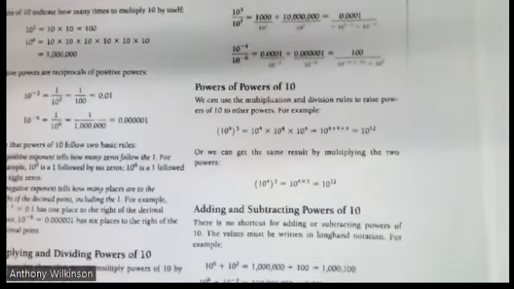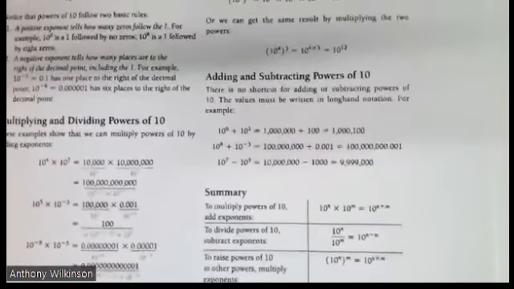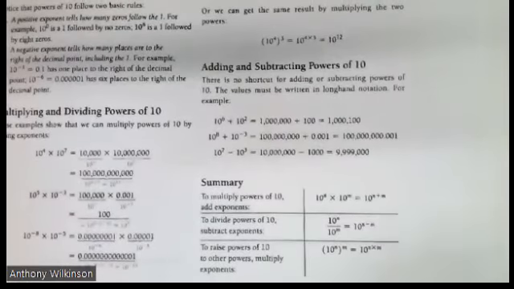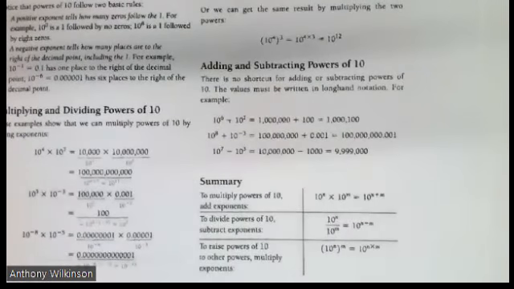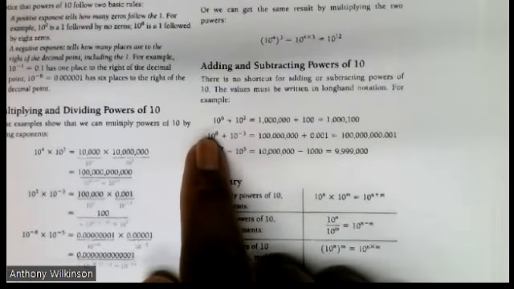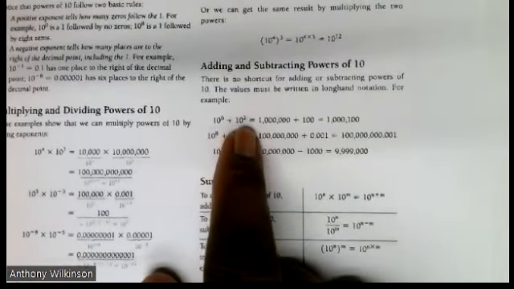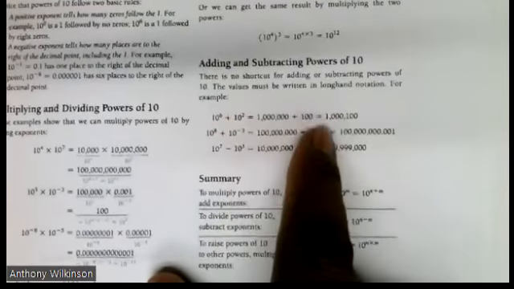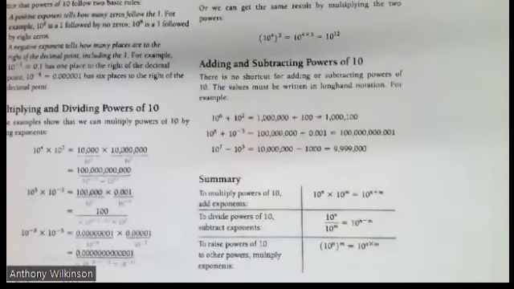Okay. Now, there is no shortcut for adding or subtracting powers of 10. Those values must be written in longhand notation. Like, for example, 10 to the 6 plus 10 squared. Well, 10 to the 6 is going to be 1 million. 10 squared is 100. So 1 million plus 100 will be 1,000,100.